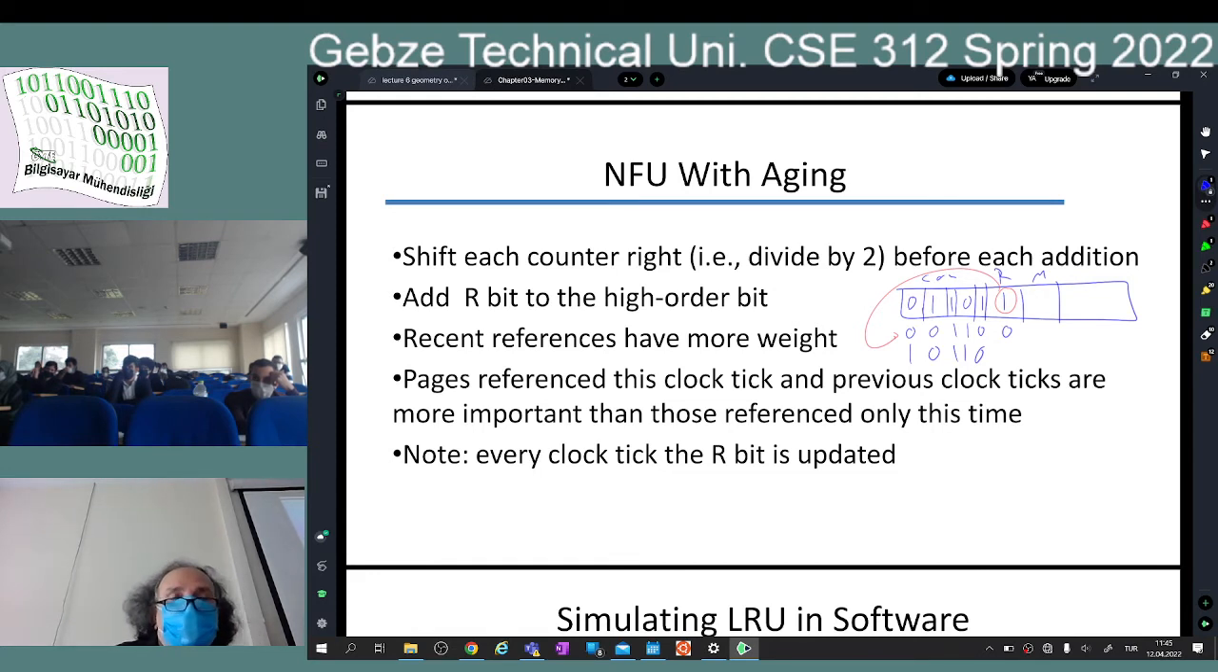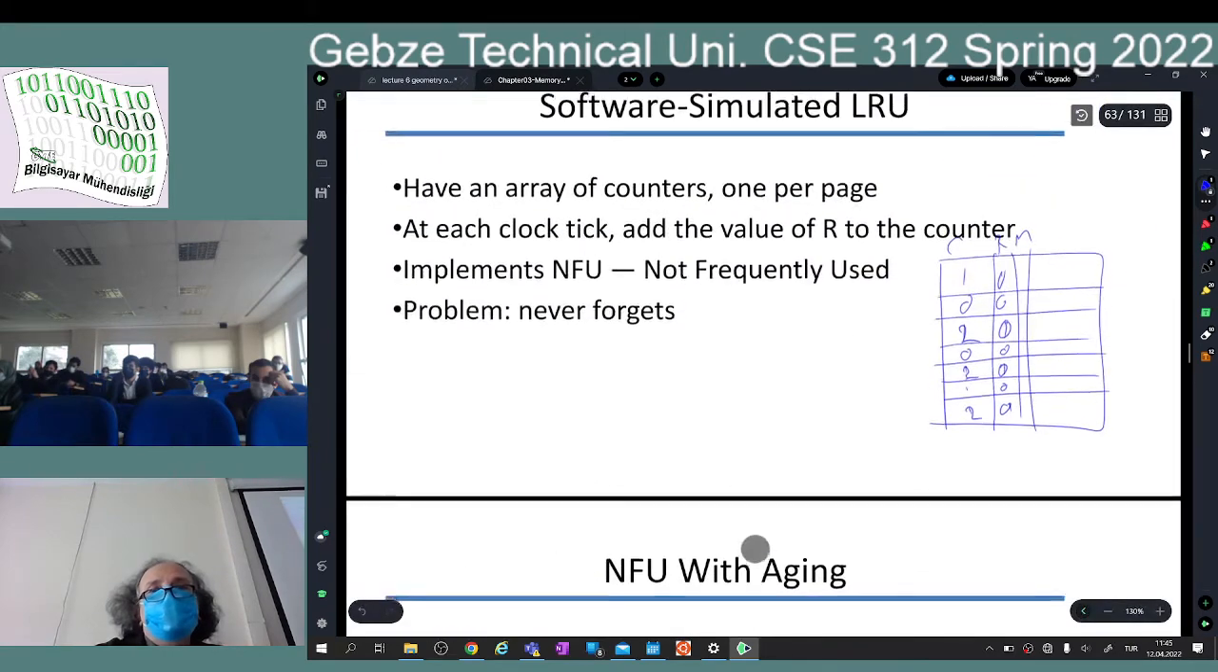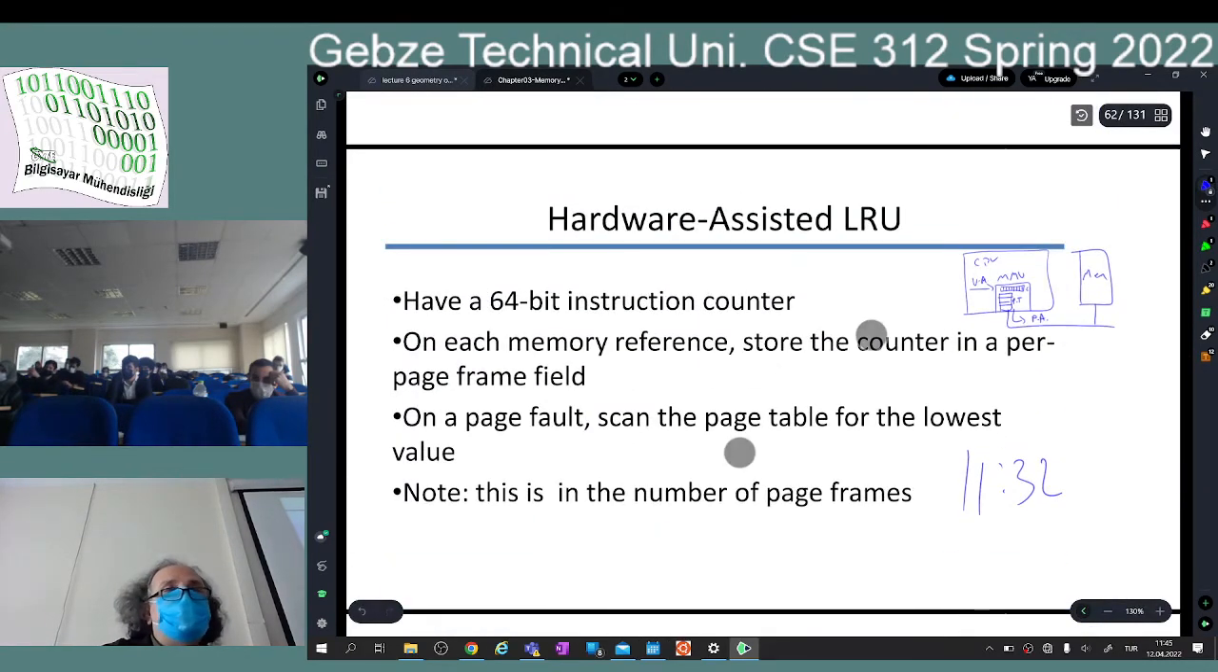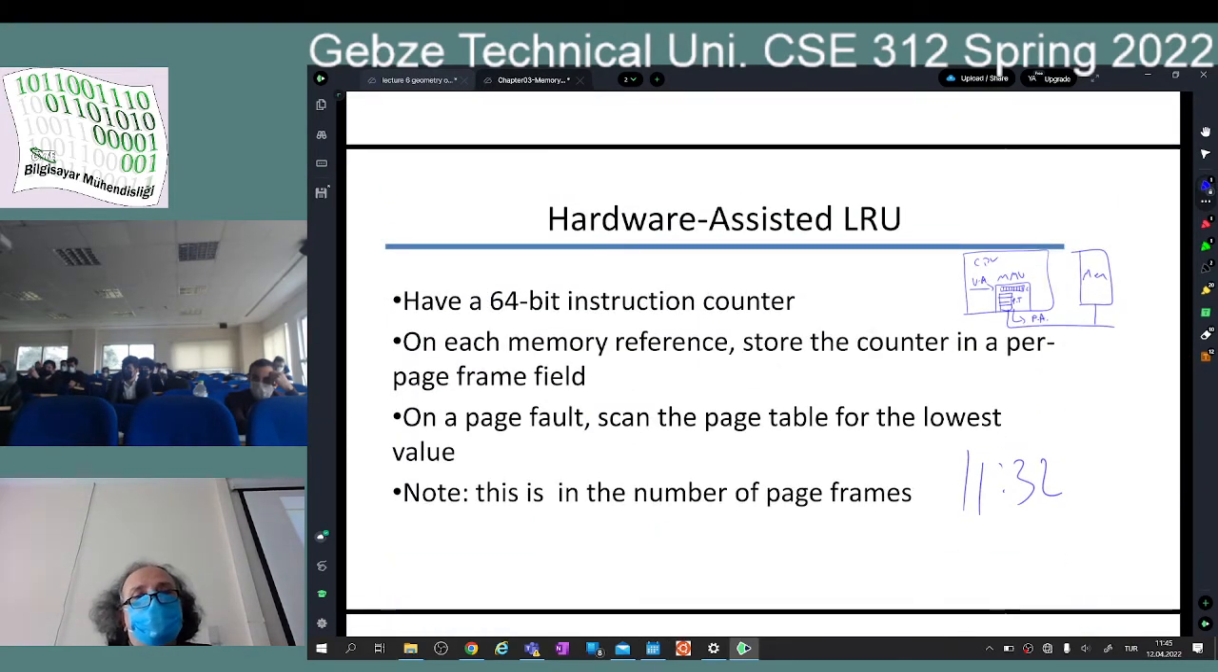Yes. I don't understand how LRU forgets the other. LRU does not. I mean, the hardware-assisted LRU. This one doesn't forget. It just says that.